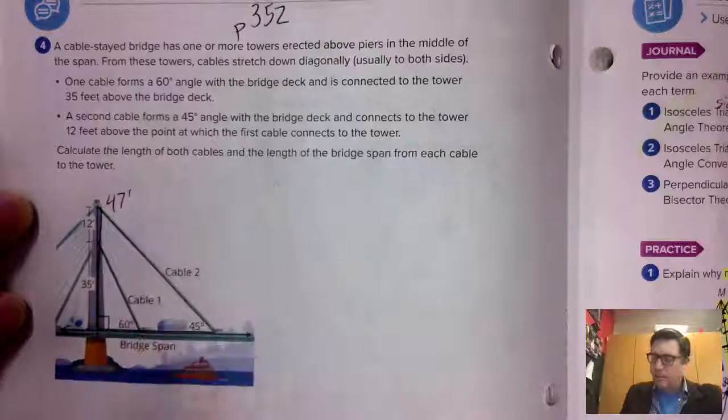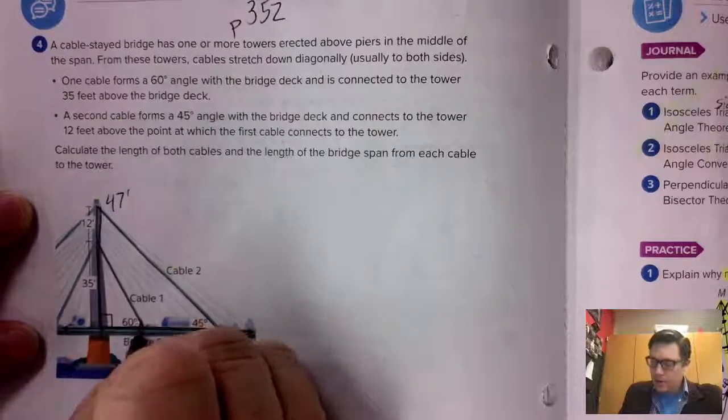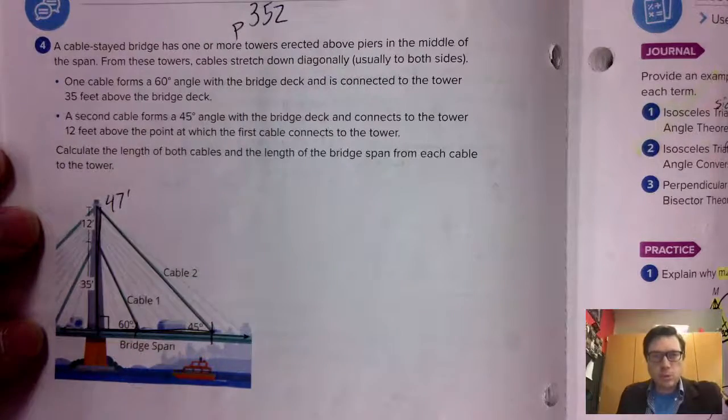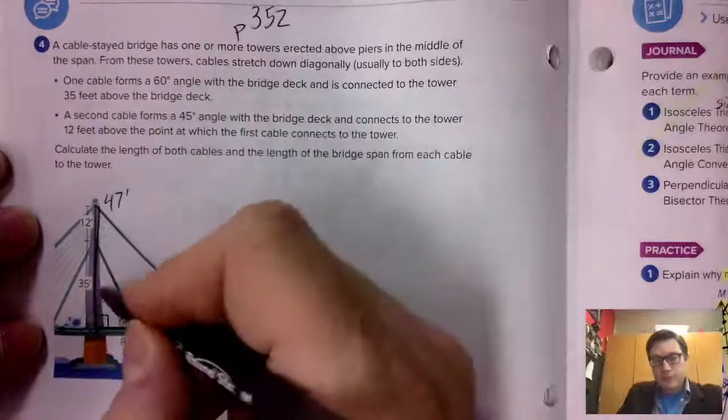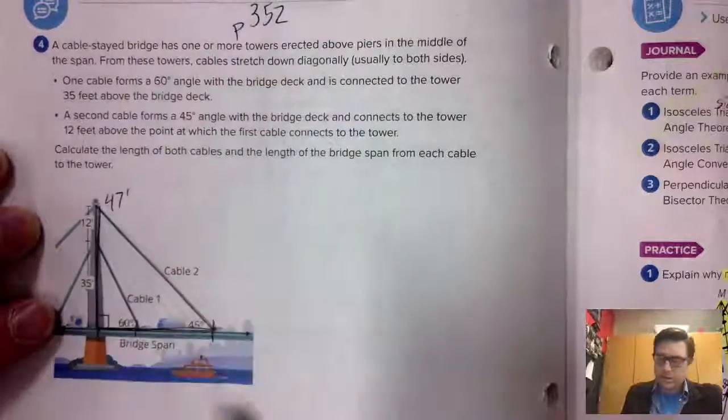Calculate the length of both cables and the length of the bridge spanning from the center tower out to this point and the center tower out to that point. So 4 numbers are what we're looking for. I'm going to do the small one first as a 30, 60, 90 triangle. I'm going to recognize 35 feet is across from the 60.